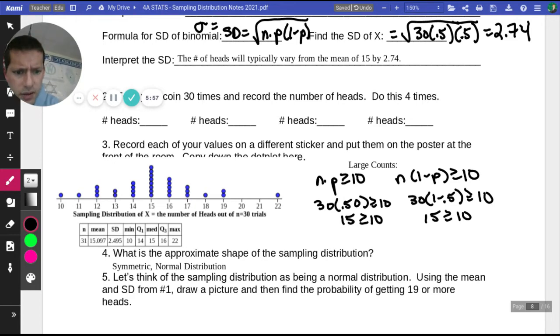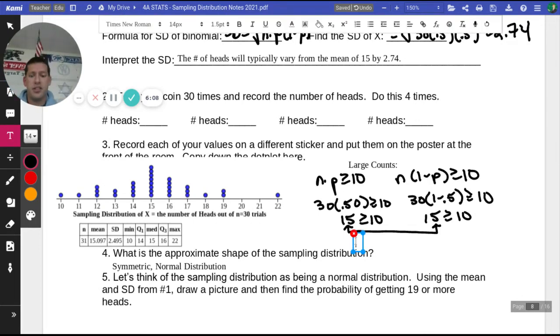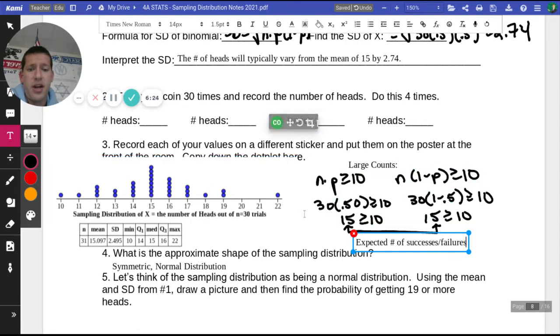These two numbers, these 15s, are the same because we have the same probability, 0.5 and 0.5. But what those represent are the expected numbers of successes on the left and failures on the right. So in this case, heads or tails, but successes or failures there. So that's our large counts. We're going to jot down how to do that again on the next page in our final wrapped up notes.